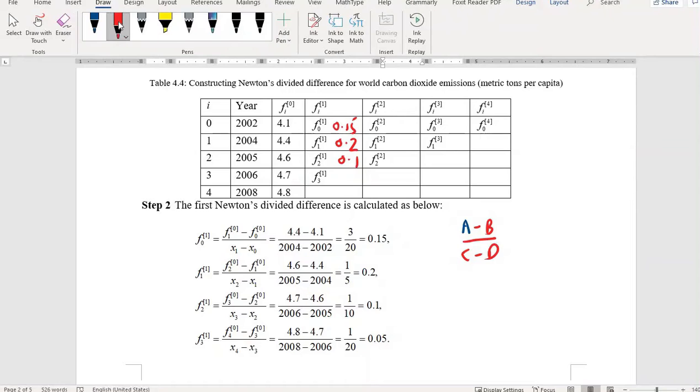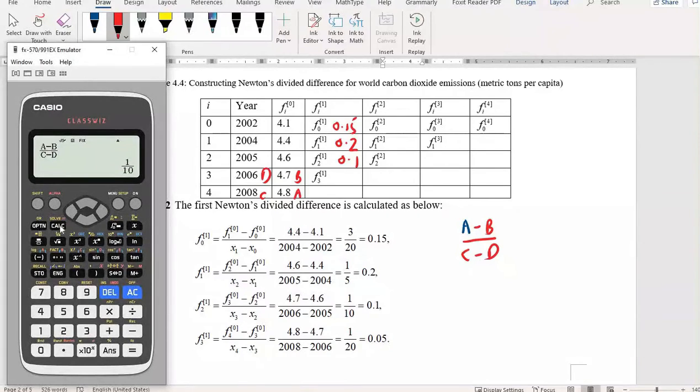To calculate F31, this is A, this is B, this is C, this is D. Calculate again, input the new ABCD values, which move down one row: A is 4.8, B is 4.7, C is 2008, D is 2006. 1 over 20, which is 0.05.